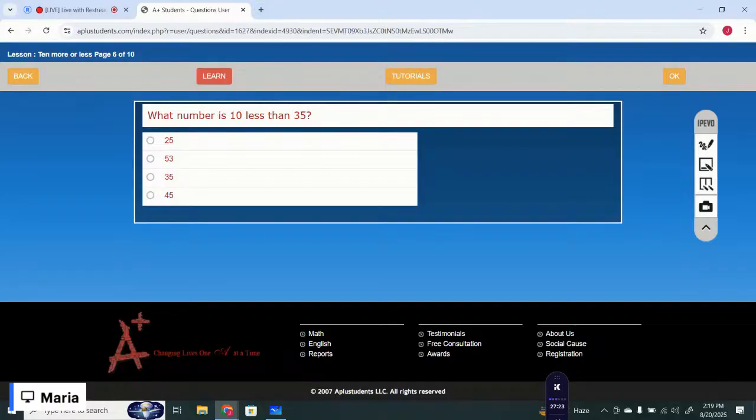What number is 10 less than 35? So 10 less than 35 means you need to subtract 1 out of the tens digit. So 3 minus 1 is 2. That is 25. Option number 1 is the correct option.